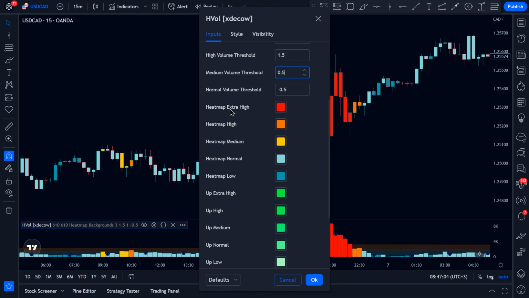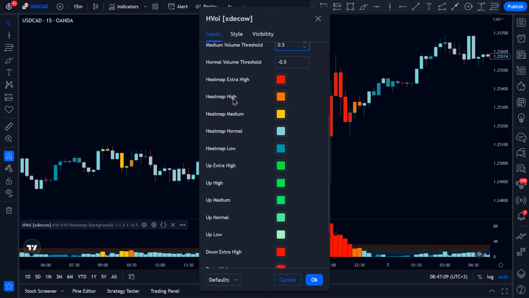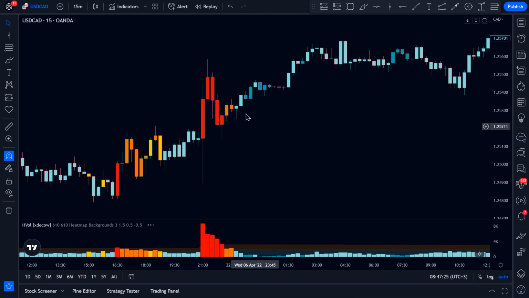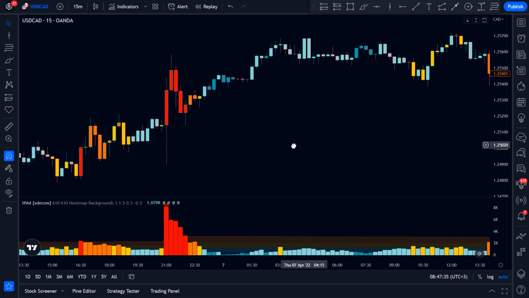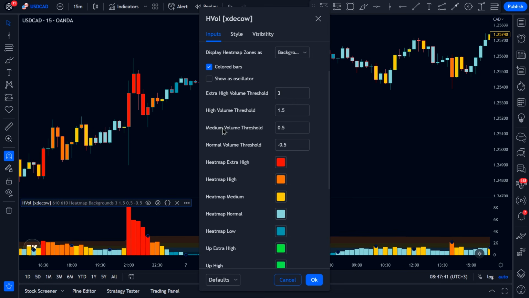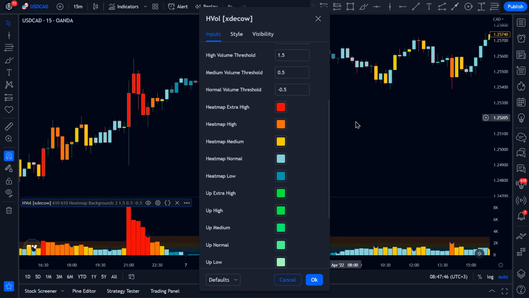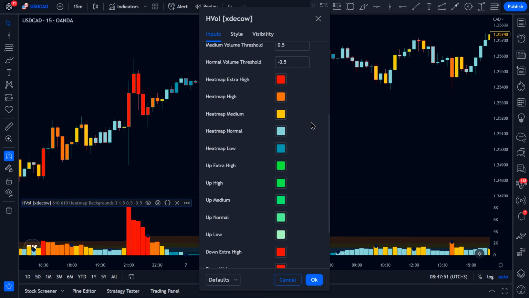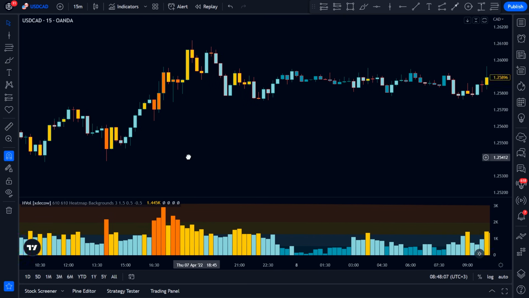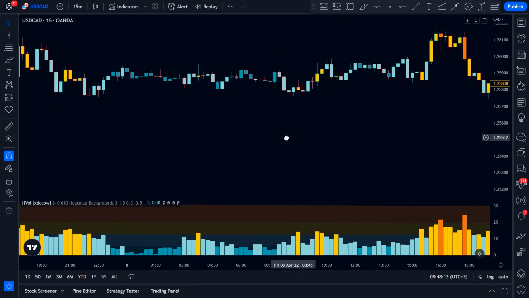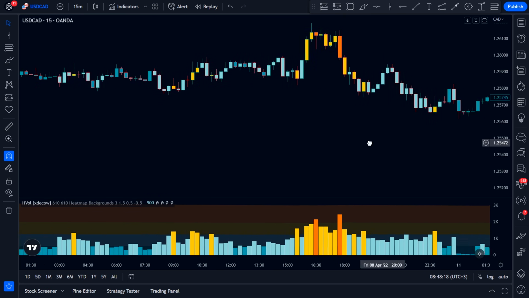Red represents extra high volume, orange is for high volume, yellow is for medium volume, then light blue is for normal volume, as can be seen here on the candles as well as on the volume histogram. With this indicator, we're only going to be taking trades when the volume is medium and above. What this basically means is that we will only enter trades when the candles are colored either yellow, orange, or red. We obviously can't be using this indicator alone, so let's add 2 more indicators and see what strategy we can do using this volume indicator.